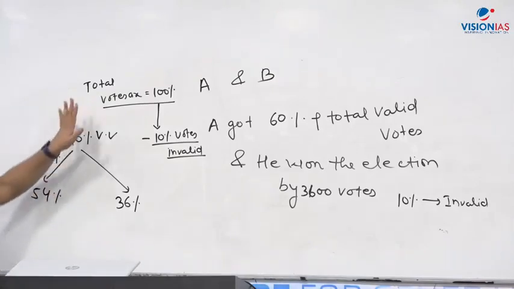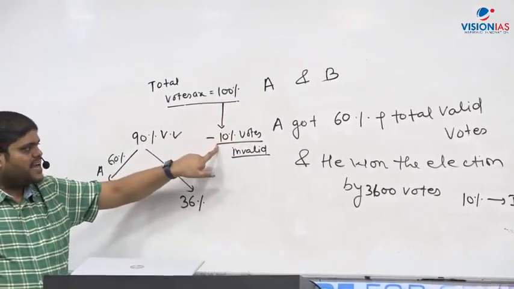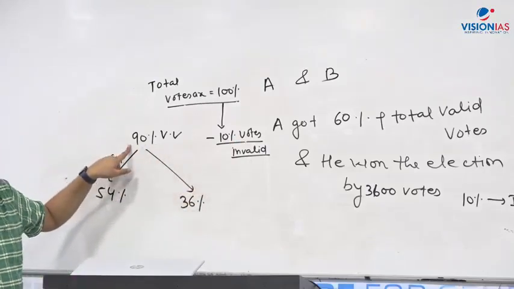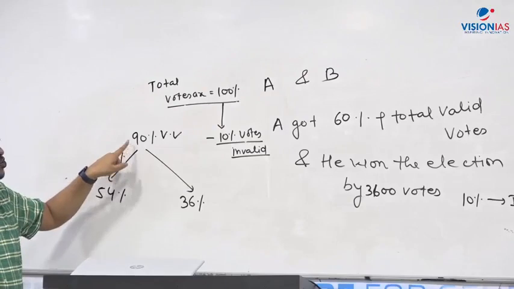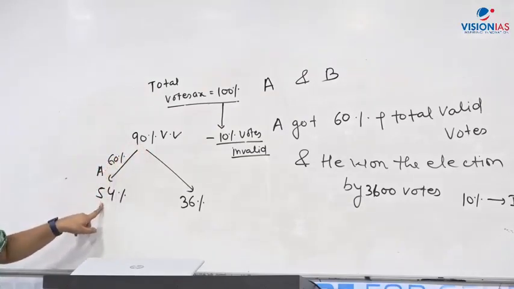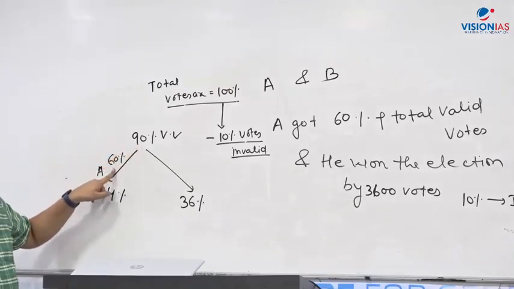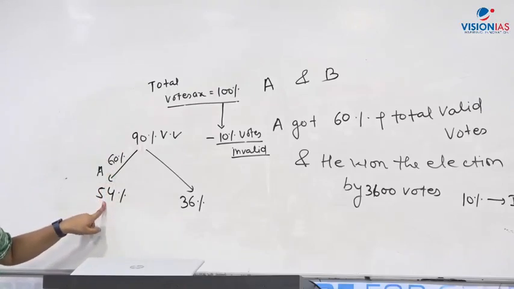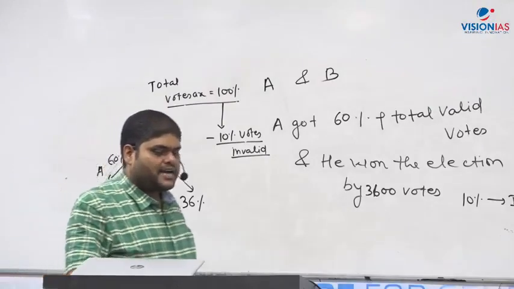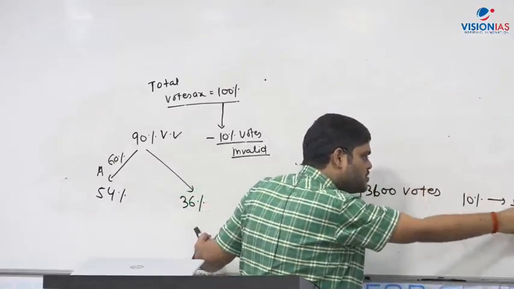Again I am repeating, total votes are 100%. 10% votes are invalid, so 90% valid votes are there. Out of this 90%, 60% A got. So 60% of 90% becomes 54%, and this becomes 36%. You can solve this question by X also.